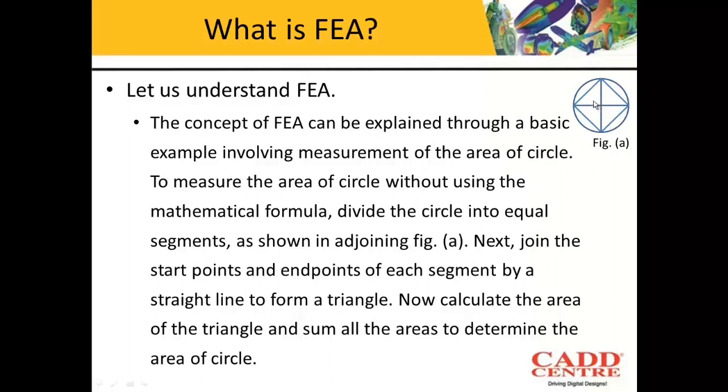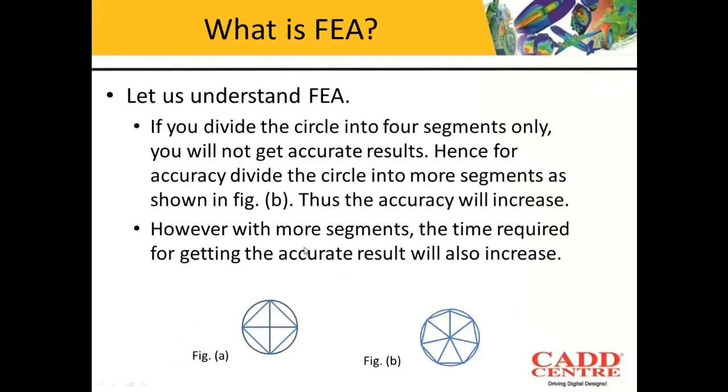Now we will find out the area of one triangle and then sum it up so that we get the area of the circle. But in this case, you will see over here that this area is left out. So this is the error that I have got in the solution. To reduce that error in my solution, we will go to the second step where now instead of 4 segments, I have divided the circle into more number of segments. Now as we have increased the segments, the area of error has now reduced.